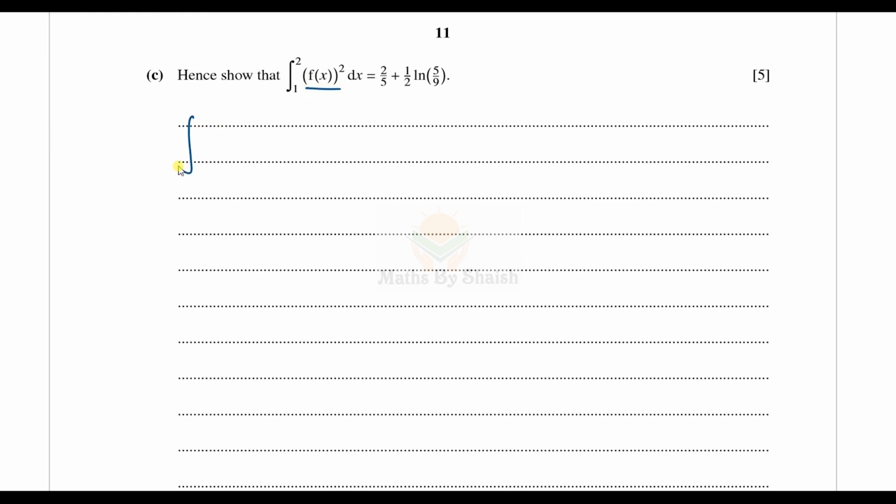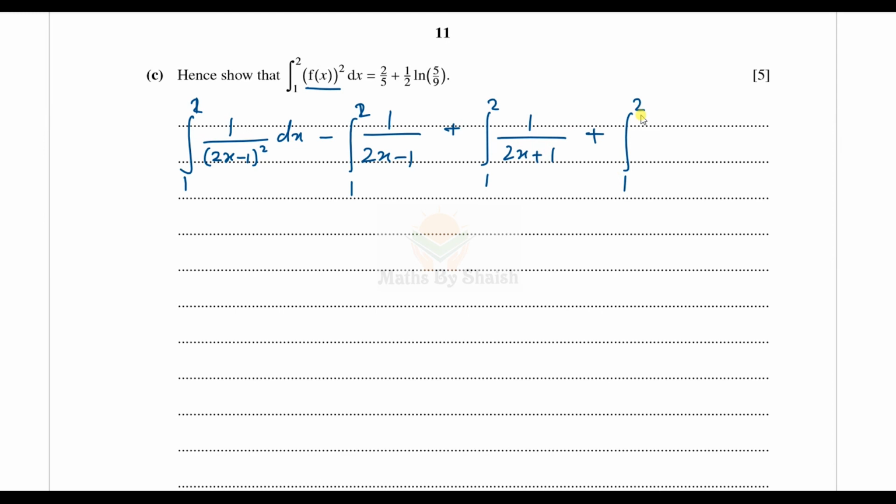So we are going to rewrite it as 1 over 2 times 1 over (2x minus 1) whole square dx, first thing, and then minus 1 to 2 times 1 over (2x minus 1), and plus 1 to 2 times 1 over (2x plus 1), and at the last it is plus 1 to 2 times 1 over (2x plus 1) whole square, and it is going to be integrated here.